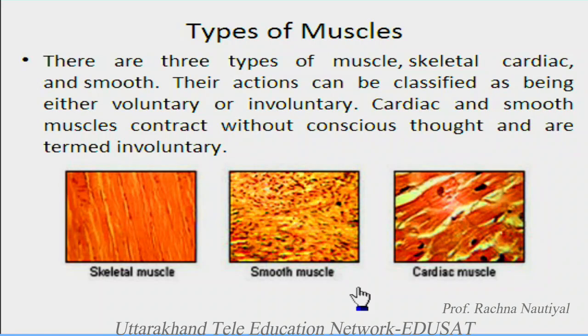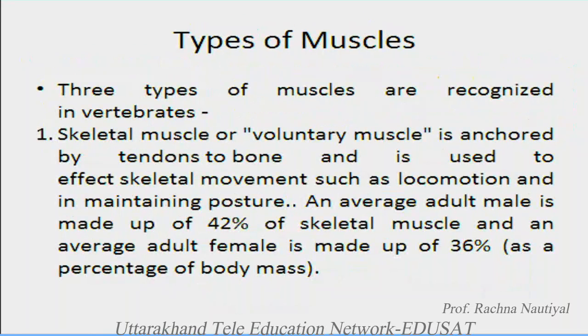You can see the difference between all 3 types of muscles, the structural difference, hence the functional difference. Then a little bit more information about these muscles: the skeletal muscle, or as I said, voluntary muscle, is anchored by tendons to bone and is used to effect skeletal movements. Yes, as they are voluntary movements, they are under our control.